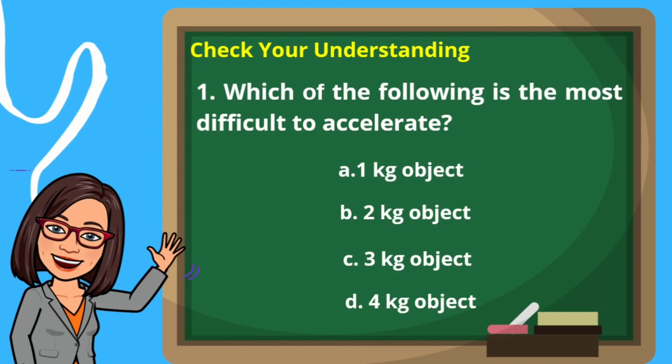Alright, the answer is very obvious. That is 4 kilogram. Why 4 kilogram? 4 kilogram is the most difficult to accelerate among the choices because it is the heaviest. We have learned that in Newton's second law, the heavier the object is, the more difficult it is to accelerate.